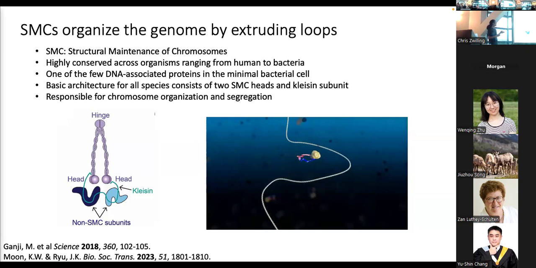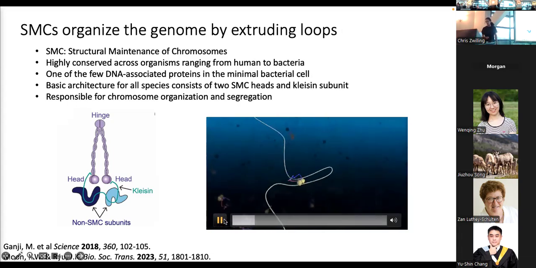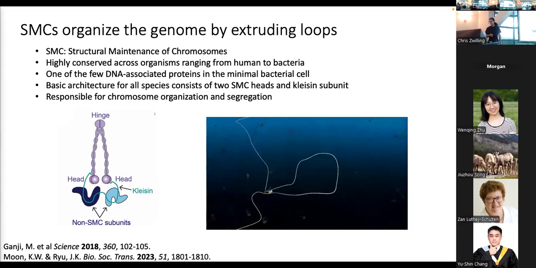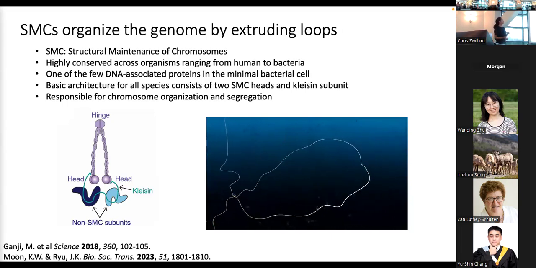And I have a figure here which shows the basic architecture for all different types of SMCs. You have these two coiled coil heads attached to the hinge, and then there's this clothesline, a glycine disordered protein, attaching the two heads, and then some subunits hanging off of that clothesline. It's responsible, we think, for chromosome segregation and organization. And I have this movie here, which shows SMC acting on a segment of DNA. You can see it's ratcheting or scrunching the DNA and forming this loop. So these SMC proteins extrude loops.